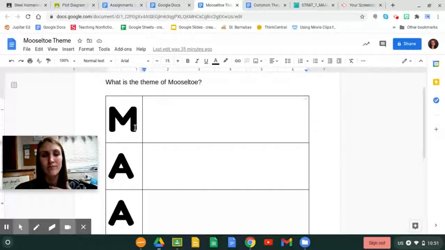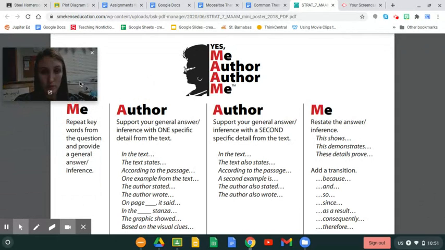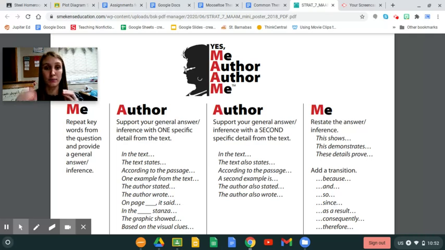Okay, so I think the theme has to do with perseverance, but I need to think of a way to put that into a sentence. So if I were typing this out into this first part, it said, what is the theme of Mistletoe? I'm going to restate the question first, because remember, if we look at this, it says, for the me, repeat key words from the question and provide a general answer or inference. You are just going to give the most basic answer ever right now, and then you're going to prove it later.